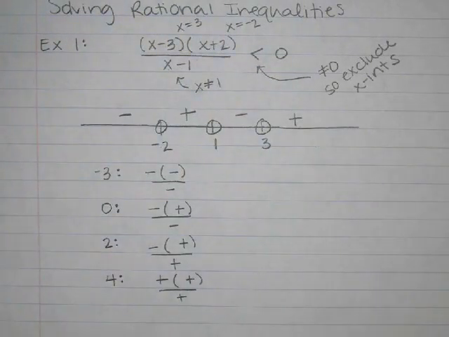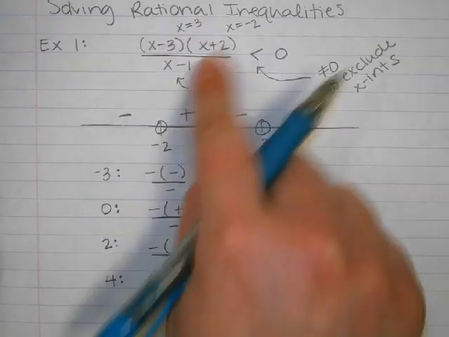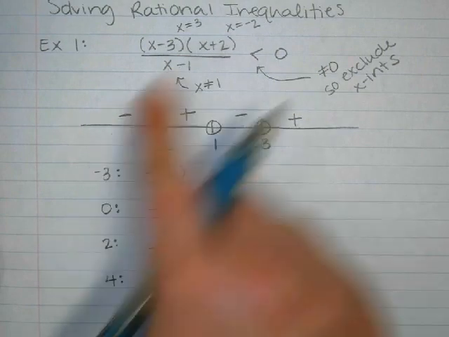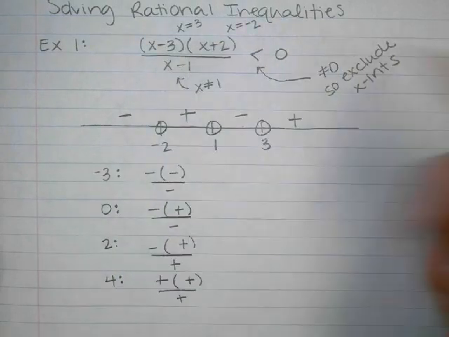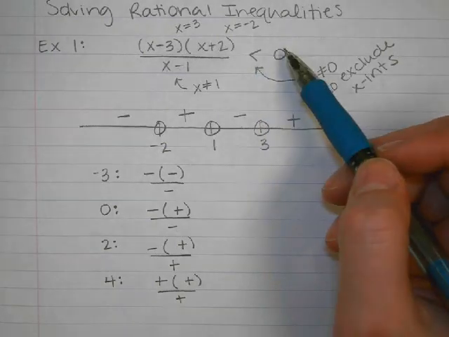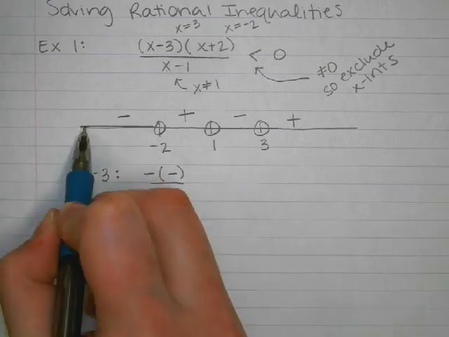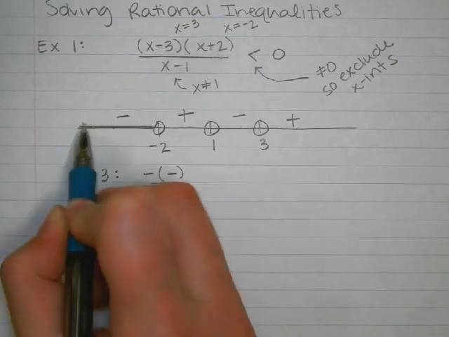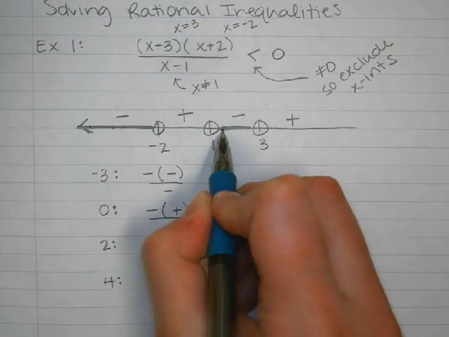So now I have my sign chart, and now I have to think about which parts of the sign chart I want to keep. I call it a sign chart because it tells me the signs of my numbers. If I plug in a number over here, this is going to be negative. If I plug a number in here, this is going to be positive. So I want to choose the intervals that are less than 0, which means I'm going to use my negative intervals. This represents one of my answers right here, going left forever, and this represents another one of my intervals.